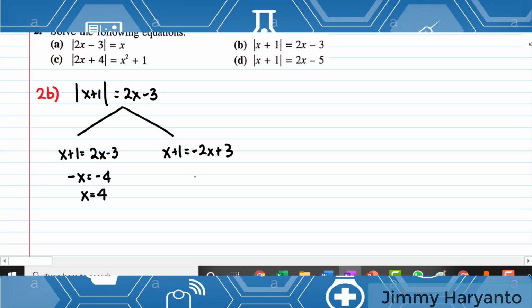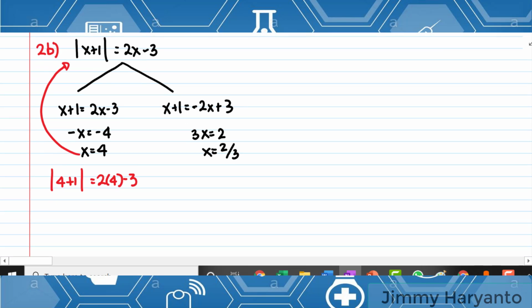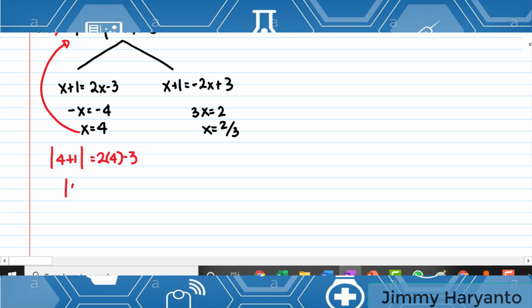And this one 3x equals 2, x equals 2 over 3, and then we have to check it again, yeah, because this is the third type. Check it into the questions. 4 plus 1 equals 2 times 4 minus 3. The result will be the absolute value of 5 equals 8 minus 3 is 5.